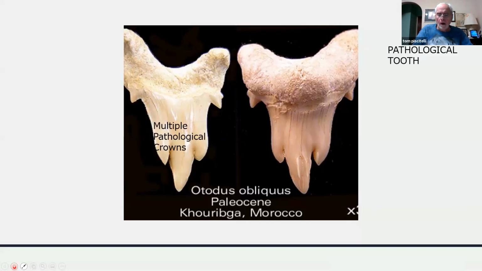A shark's jaw may be too small for the number of developing teeth. Developing replacement teeth in the same tooth position may have the same pathology. As shown in the picture, there may be 2 or more smaller crowns rather than the normal single large one. Some pathological crowns may be partially separated. Next picture, please.